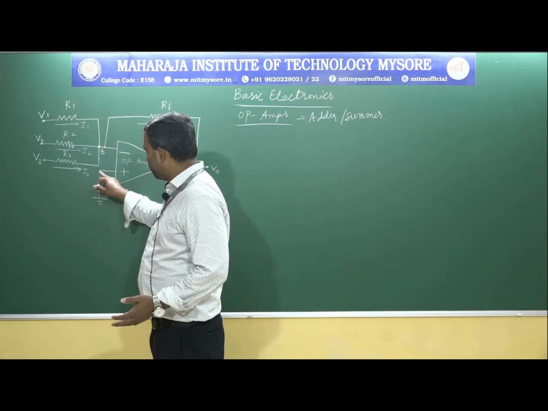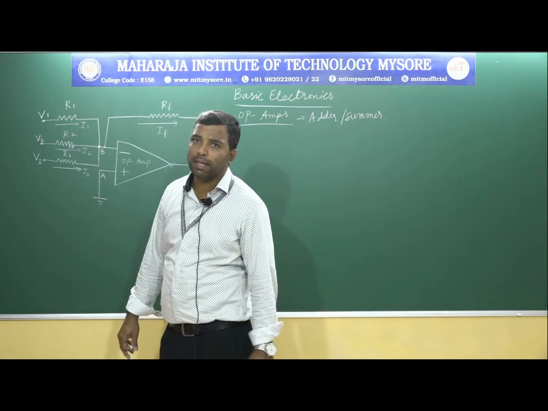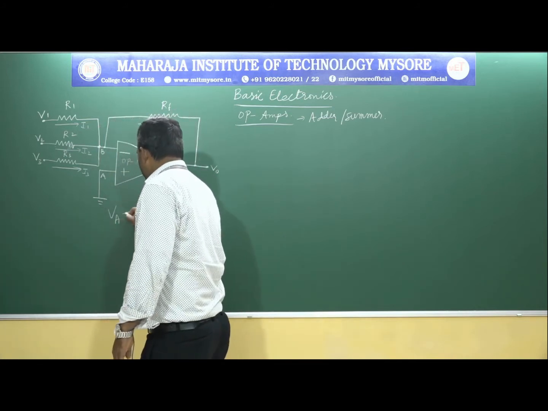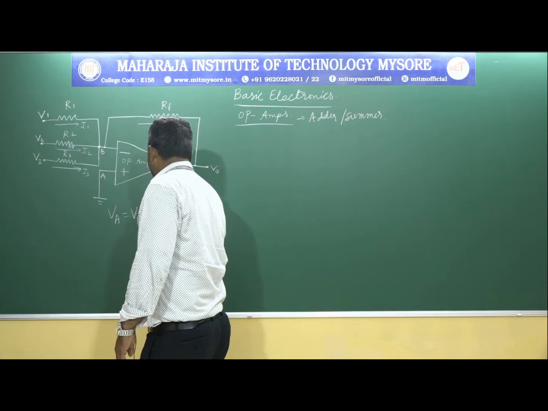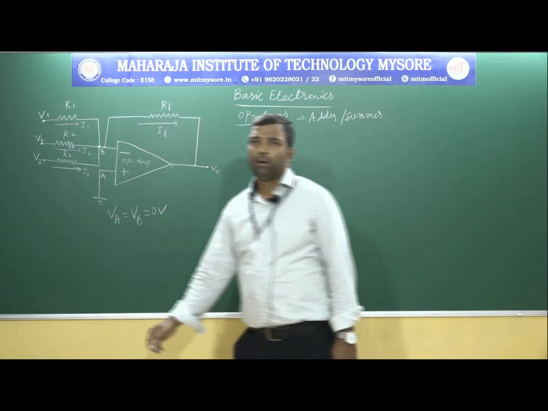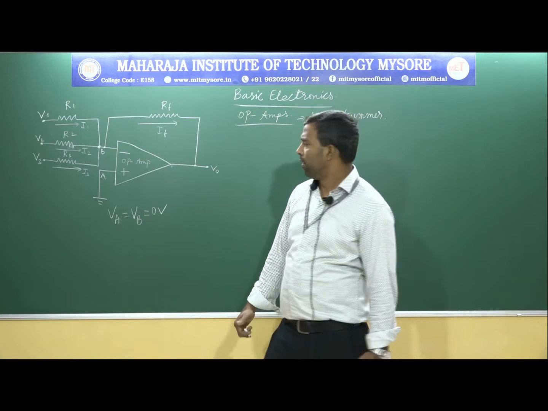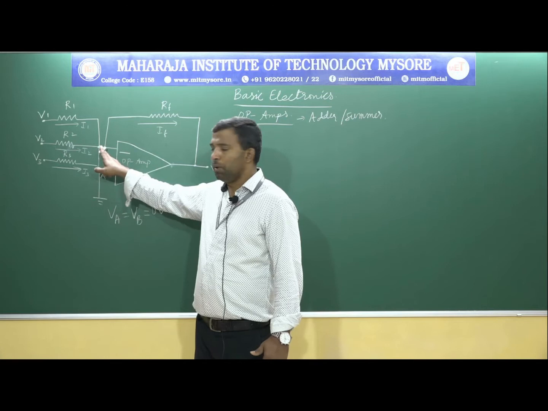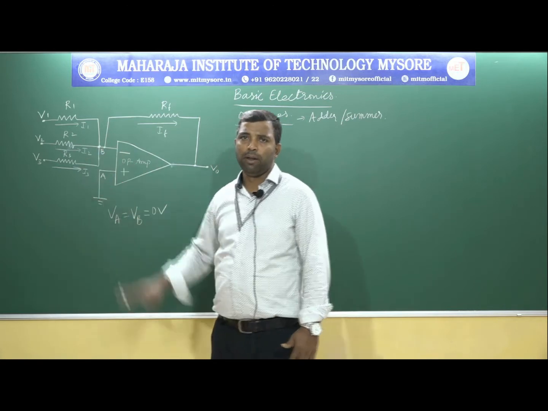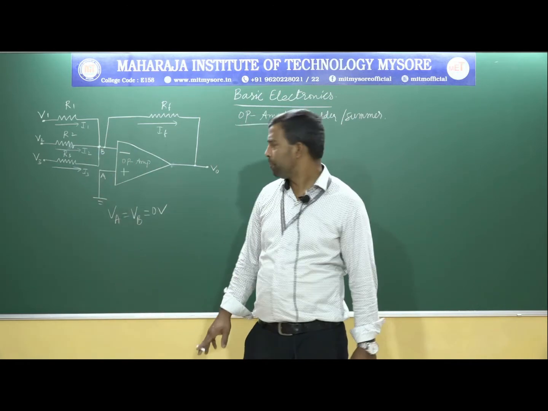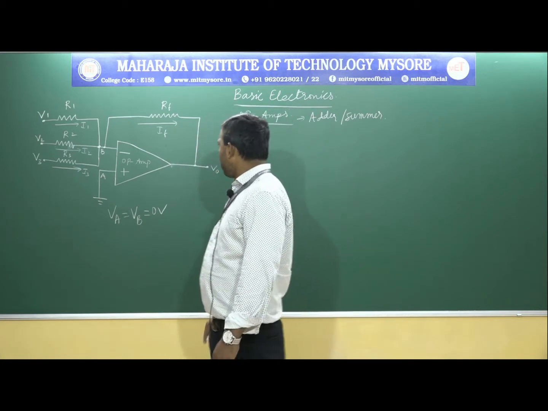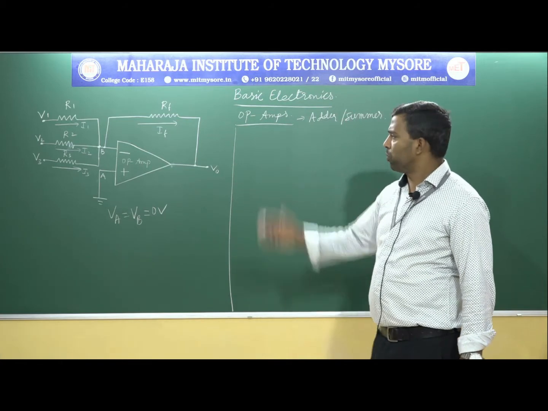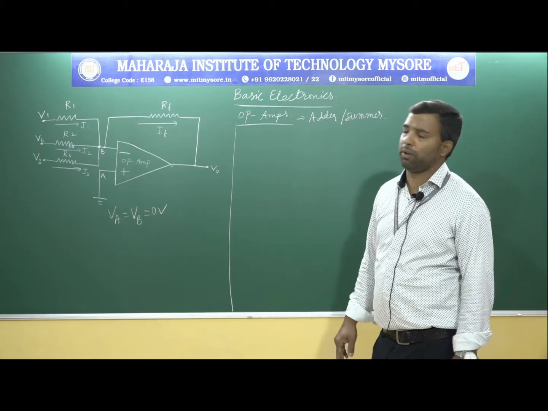Whatever the potential at the non-inverting terminal A is the same as the potential at terminal B. Therefore, we can say VA equals VB, that is equal to 0 volts, because the non-inverting terminal is grounded and due to the virtual ground property. Therefore, we can go on to find the output voltage for this summer circuit.